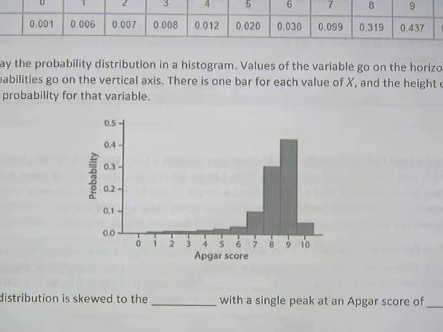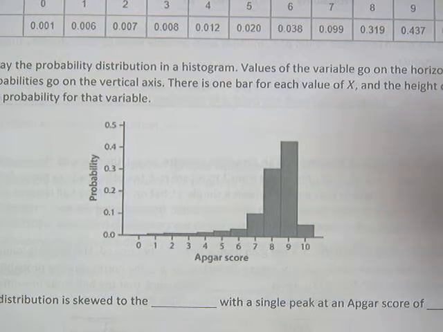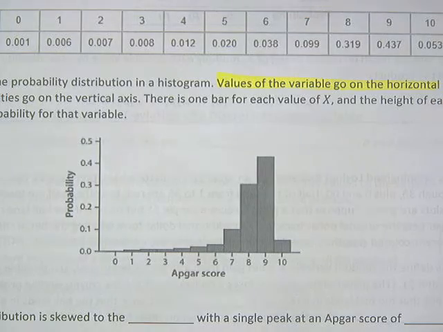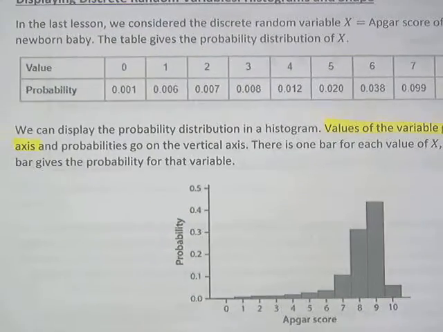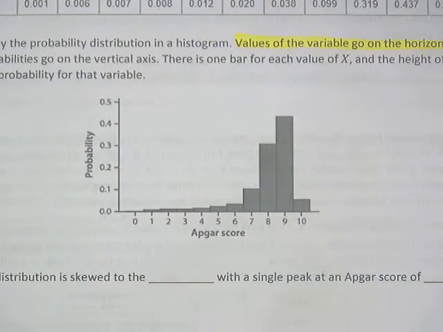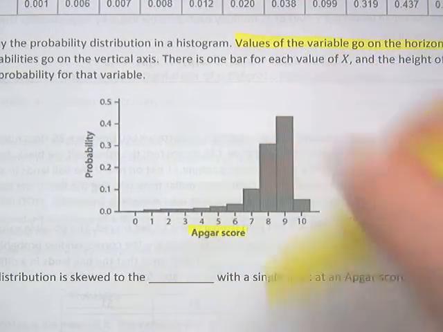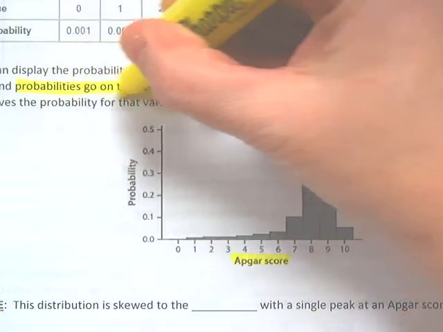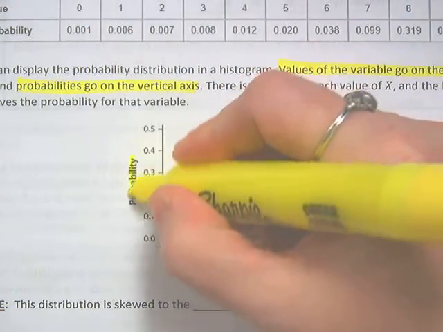When you're drawing one of these, it says the values of the variable go on the horizontal axis. In other words, the top row, all of the capital X values, all the APGAR scores in this case, go on the horizontal axis, 0 to 10. There's a bar for each of those values. The height of each bar gives the probability. Oh, but I skipped over this. The probabilities go on the vertical axis. So you can see that right here.